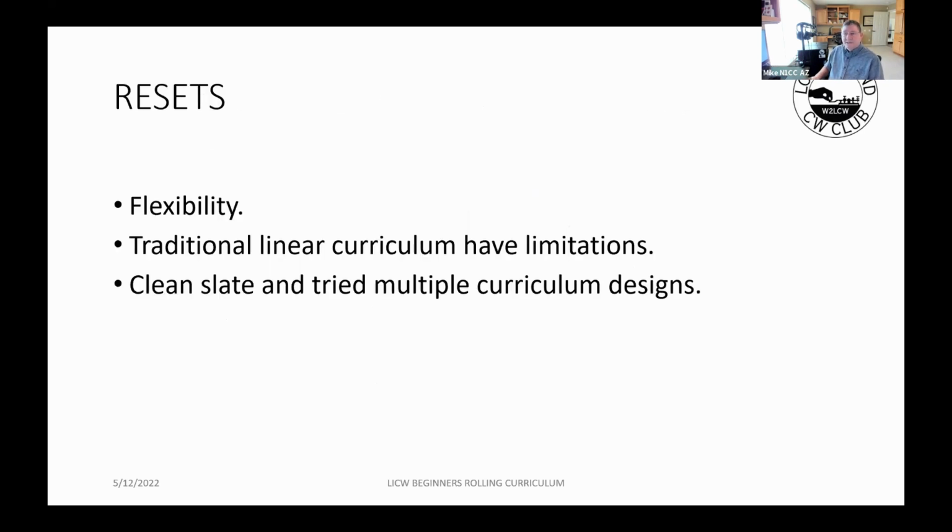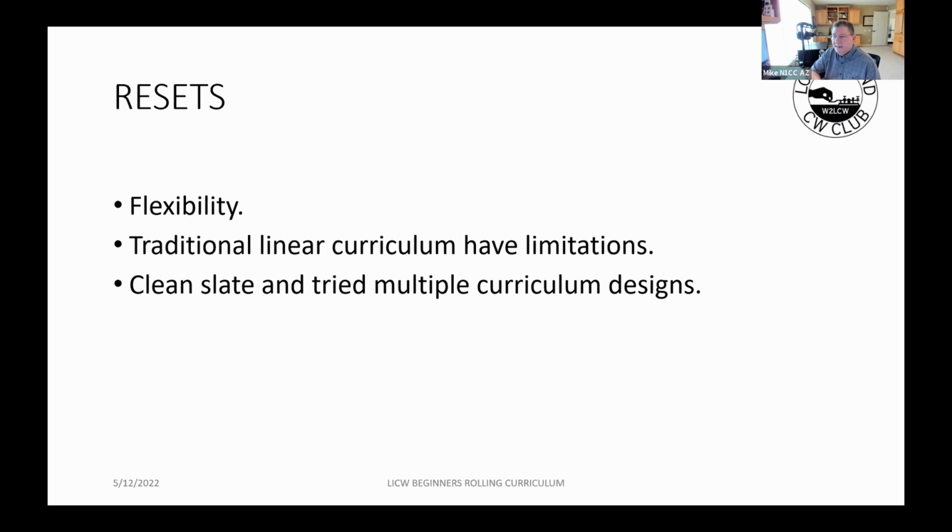Armed with the character sequence, we then set up to answer the issue of class resets. And of course, flexibility is the hallmark of LICW. We encourage students to attend any class at any time. And we have encouraged them to begin in their beginner's one whenever they wanted to.